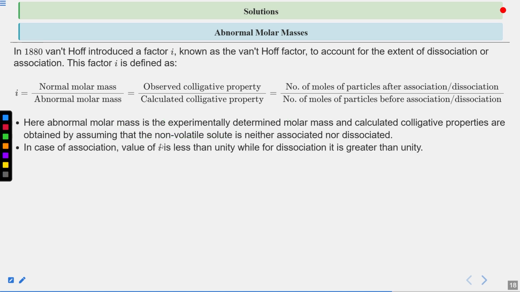Now, in case of association, i will be less than unity. What is the meaning of this? i will be less than unity means the value of i will be less than 1. If you take the case of association, then the number of particles before association will be greater, because initially we have one ethanoic acid and now we have two such ethanoic acids joined together. So two are the initial ones and one is the final one. Therefore, the number of particles after association is less. That means this value is smaller and this value is greater, so that will of course give you an i value which is less than 1.